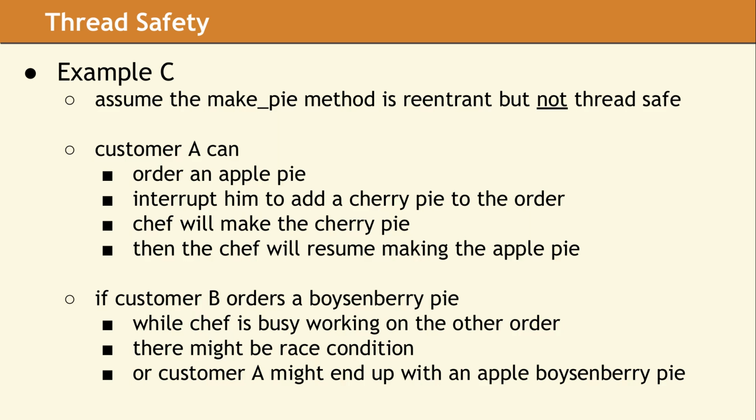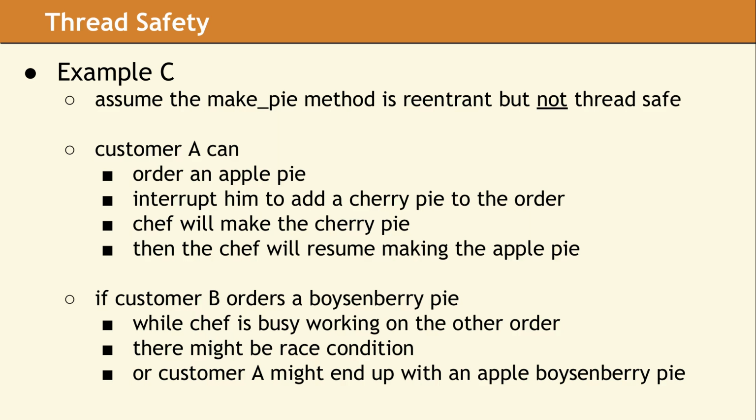Since this code is reentrant, the chef is perfectly able to stop what he is doing, make a different pie, and then resume work on the first pie. The problem happens when customer B tells the chef to work on a completely different pie. Since this customer is equivalent to a different thread, and the code is not thread safe, the chef gets confused. There is no telling what pie will be made now.